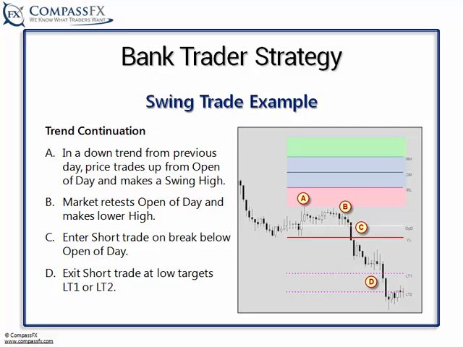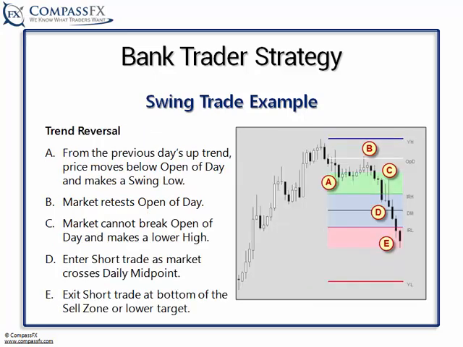The market drops back over and retests the open of the day at B, putting in a lower high. As the market crosses the open of the day, we have a potential entry short as we drop below the open of the day in continuation of the downtrend from the previous day. So we can enter the trade near the break of the open of the day short and look to exit our trade down at the low target number 1 or the low target number 2.